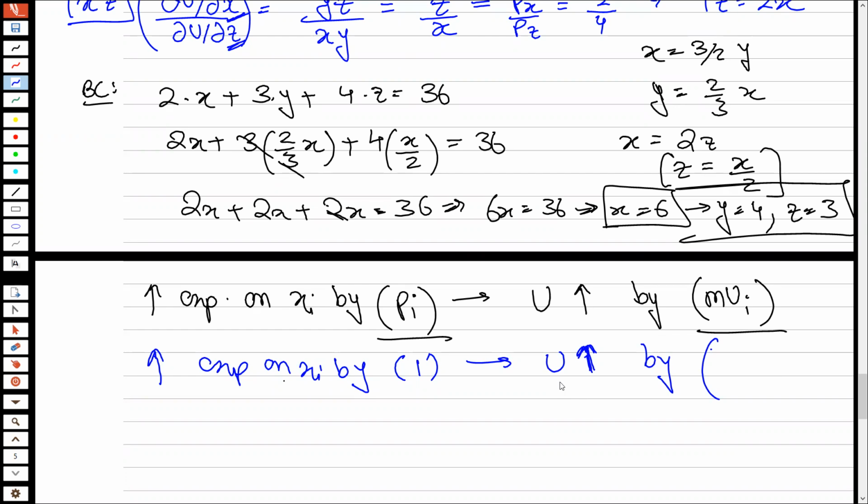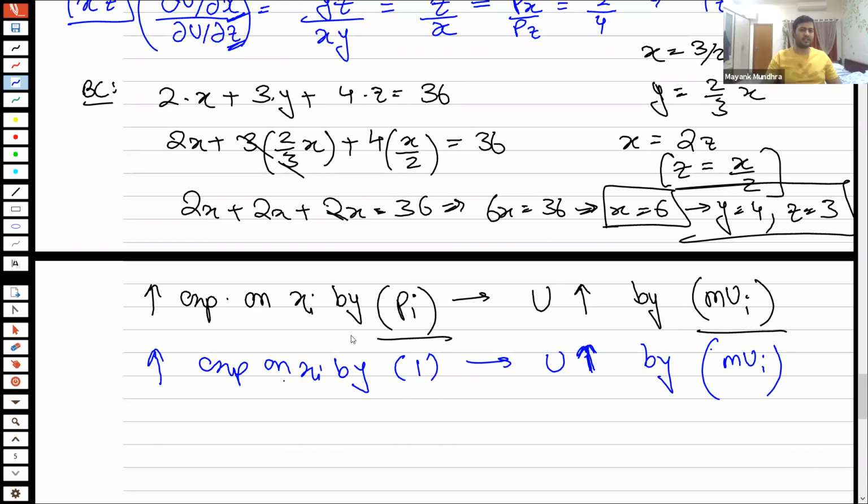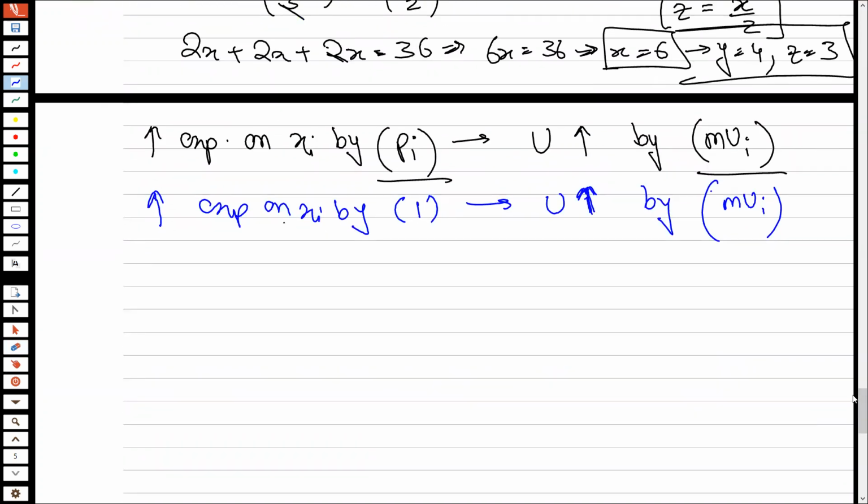It would be 1 into marginal utility of I, so like MU into I. That is just MUI. So if I increase expenditure by Pi, utility changes by the same. If I increase it by 1, utility changes by the same. So how much I spend has no impact on my marginal utility. Is this what you're saying? No, that's not the case, sir. Let me ask you a simpler question.